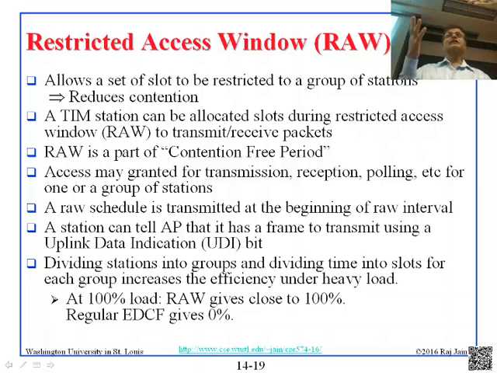In that slot, you cannot transmit too much. The slot is very small, right? But you can send a small frame, and you can put the uplink data indication bit up in that one. Once that bit is up, then the access point knows that you have something to transmit. Okay? And it will give you better scheduling next time. So transmitting using the indication bit, and dividing stations into groups and dividing time into slots for each group, increases the efficiency under heavy load. And last time we had discussed that fully reserved is good for heavy load and fully random is good for light load.